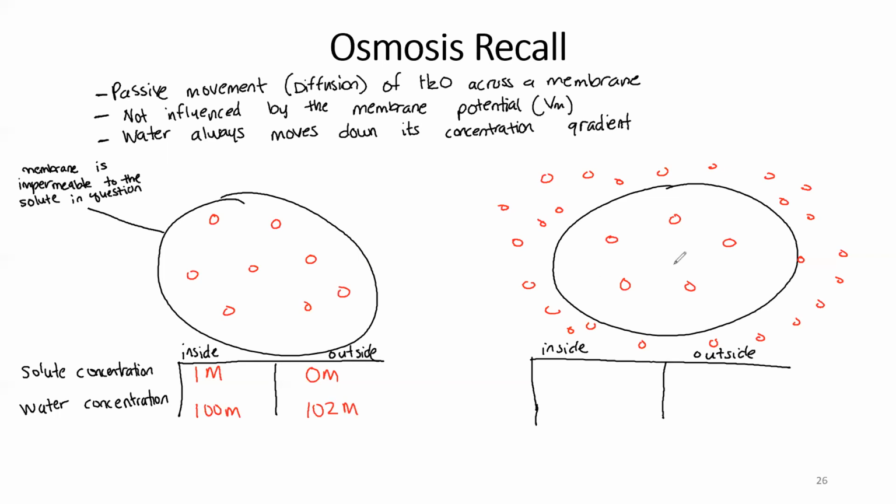Let's look at the other side. Similarly, we've got 1 mole inside, but now on the outside, we've got 2 moles of solutes dissolved. And so our water concentration is 100 inside, but it's going to be slightly lower outside because we've got more particles.